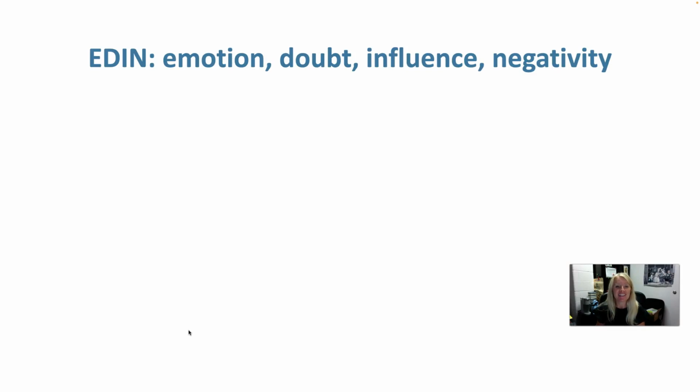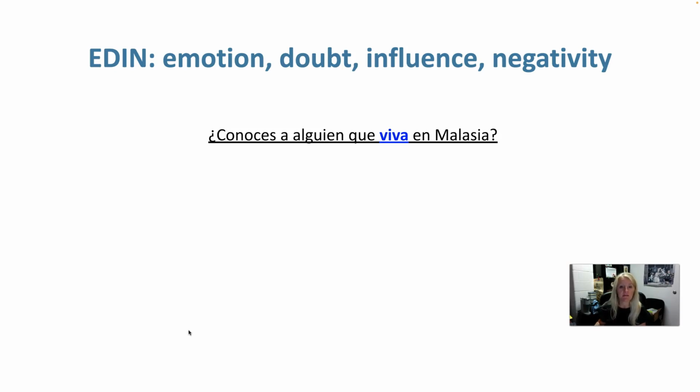Bien, entonces, so let's talk more about EDIN, emotion, doubt, influence, and negativity, and just start looking at some different examples. How I'm going to teach you this new nuance of subjunctive is just by looking at some examples. So we'll start with this question. ¿Conoces a alguien que viva en Malasia? Viva is subjunctive because it's an IR verb. I put it to the opposite ending for subjunctive. Do you know anyone that might live in Malasia?